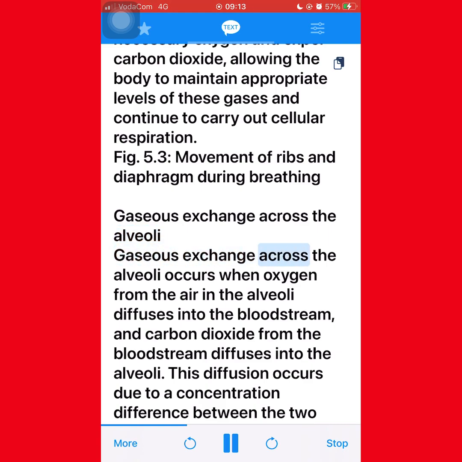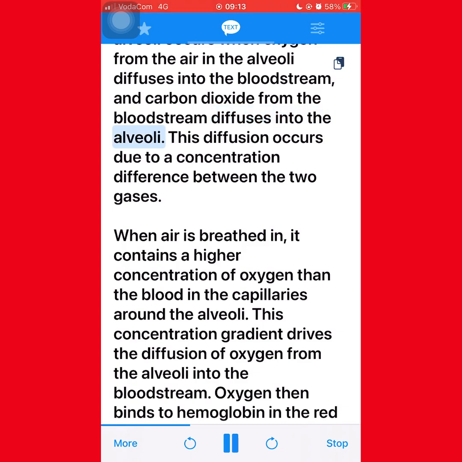Gaseous exchange across the alveoli occurs when oxygen from the air in the alveoli diffuses into the bloodstream, and carbon dioxide from the bloodstream diffuses into the alveoli. This diffusion occurs due to a concentration difference between the two gases.